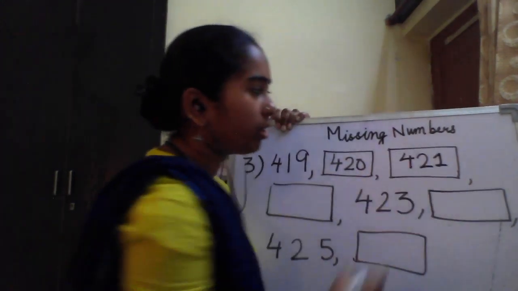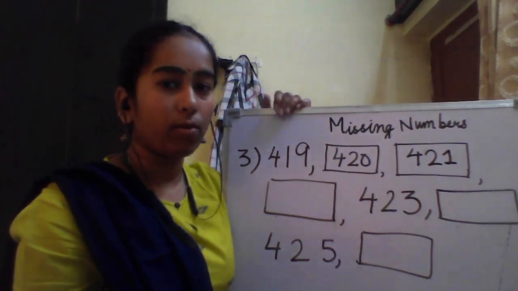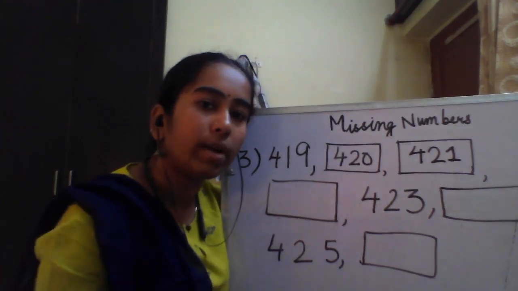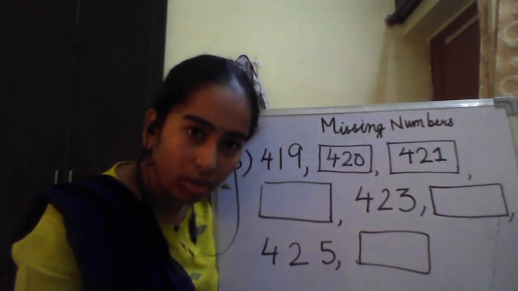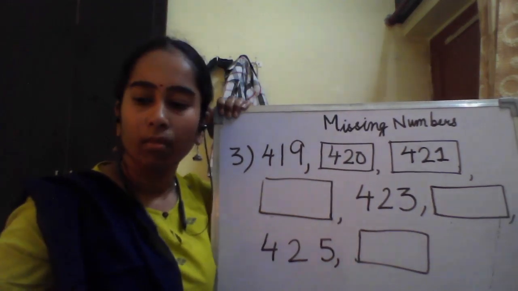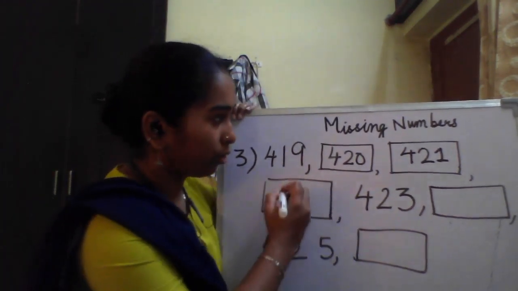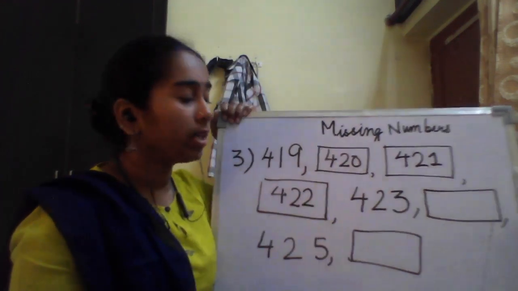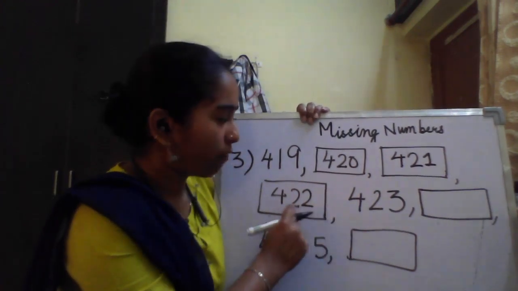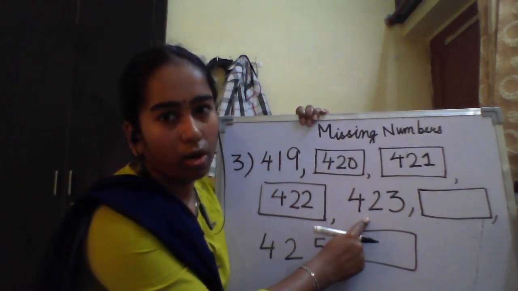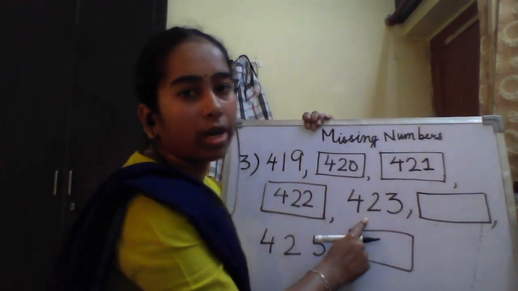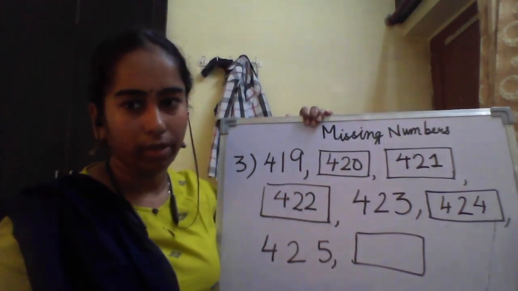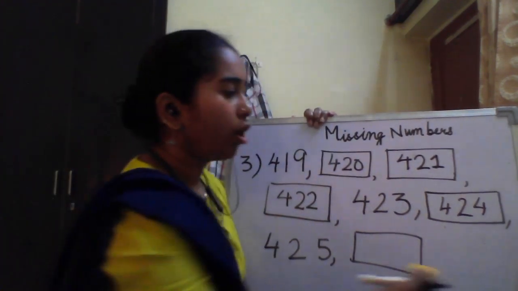421. After 421, we have a box. What do we write after 421? Can you tell me? And can you write it on your own? 422. Very nice. The number is written for us. After 422 comes 423. What comes after 423? 424. Because a blank box is given to us, we will write it in the box.